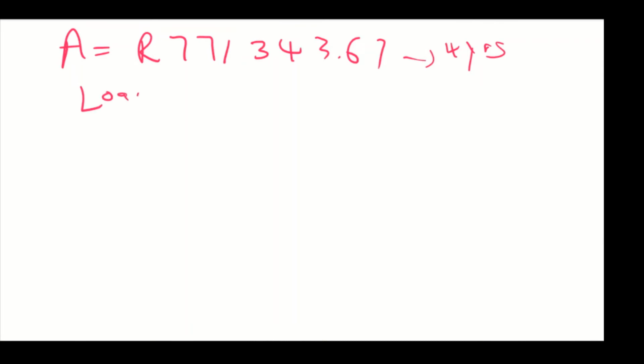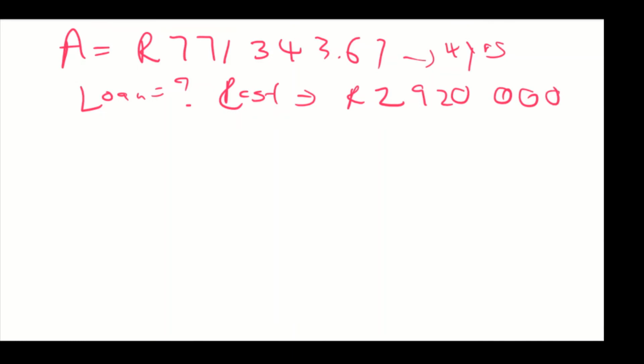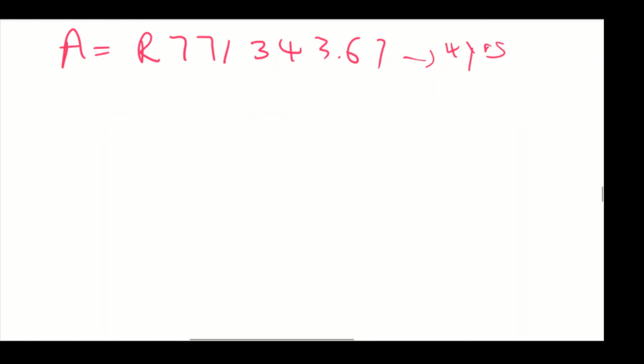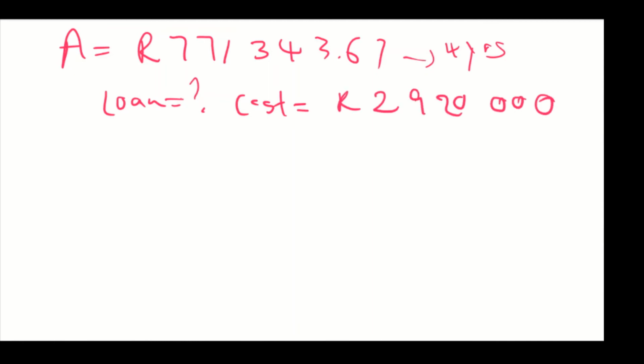For us to find the loan, we first have to find the value of the house. So the cost of the house is actually 2,920,000 rand. So to find the value of the loan, we first need to identify the cost of the house, which equals 2,920,000 rand, right? So the loan will be equal to the cost of the house minus the investment that he accumulated.